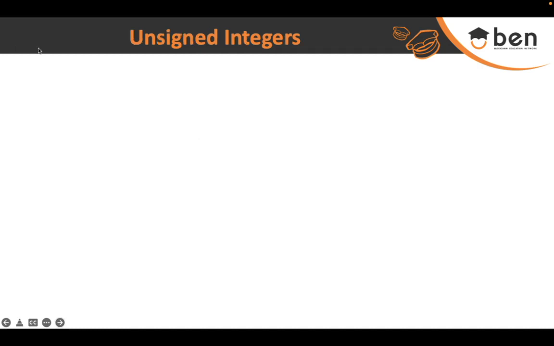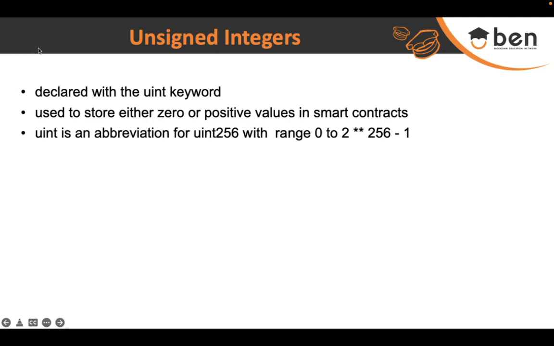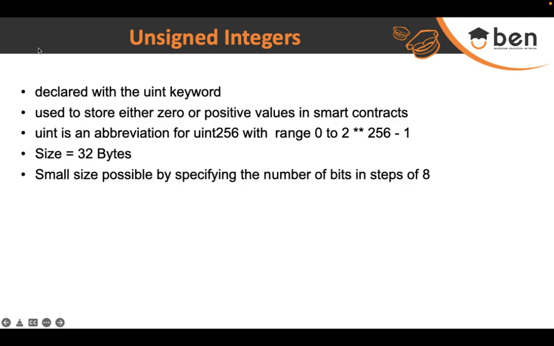Now let's discuss unsigned integers. Unsigned integers are similar to signed integers. The only difference is that here we can save only positive values. So they are declared with the uint keyword, and they're used to store either 0 or positive values. Again, the abbreviation is uint here. So the only difference is in the range. Here the range becomes 0, since it cannot take negative numbers, to 2 raised to the power 256 minus 1. In the other case, it was 2 raised to the power 255 minus 1. So that's the difference. Size is the same because we have 256 bits here also, so 32 bytes.